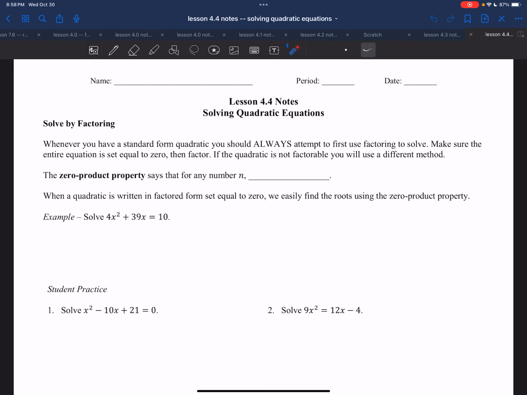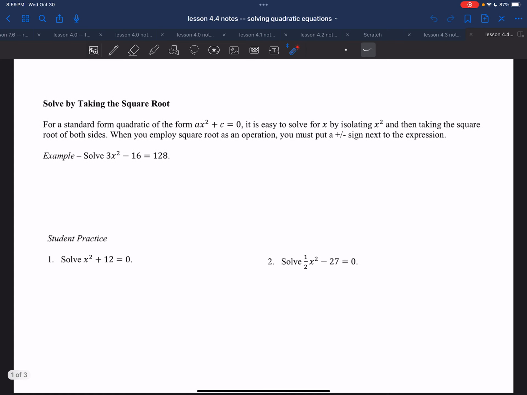A few strategies, okay? The first is solving by factoring. All those factoring techniques we learned in 4.0, you can put them to use here to solve quadratic equations. And really, it's quite simple, because if you know factoring, it's not much more to be able to do this. Another technique is taking the square root. If you have a single x squared, it's really easy to just isolate that and take a square root and you're done, which is kind of nice. We like that.